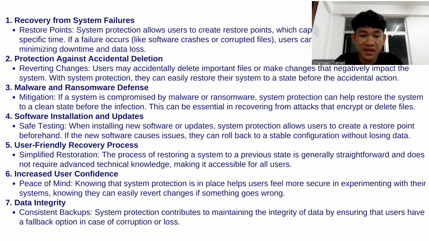Number 6, increase user confidence. Peace of mind. Knowing that system protection is in place helps users feel more secure in experimenting with their system, knowing they can easily revert changes if something goes wrong. Self-saving. The last one, data integrity. Consistent backups. System protection contributes to maintaining the integrity of data by ensuring that users have a fallback option in case of corruption or loss. So that's for part A.